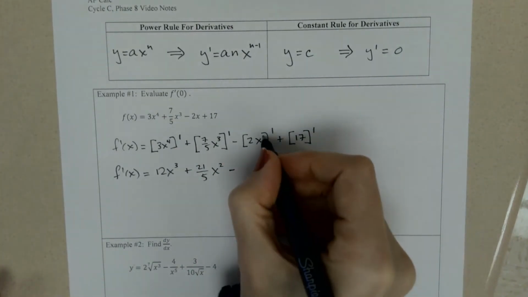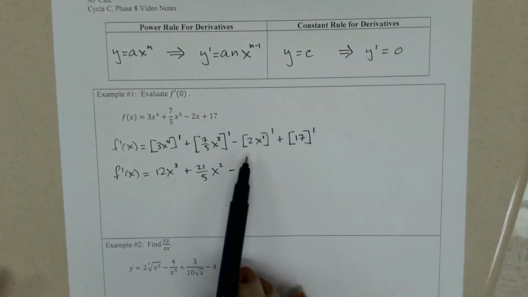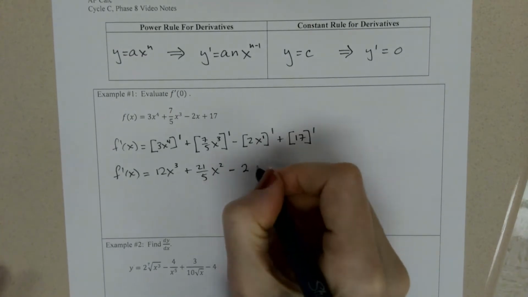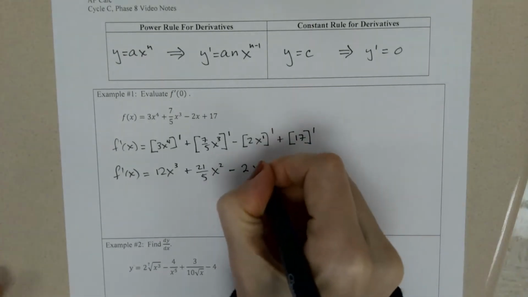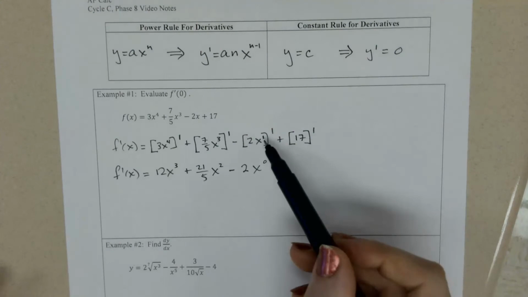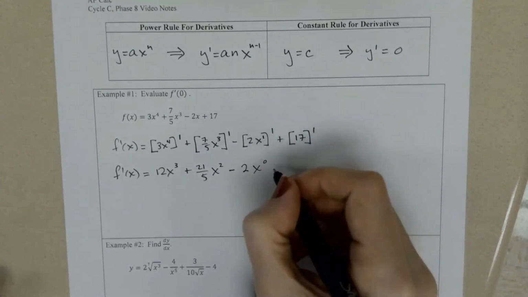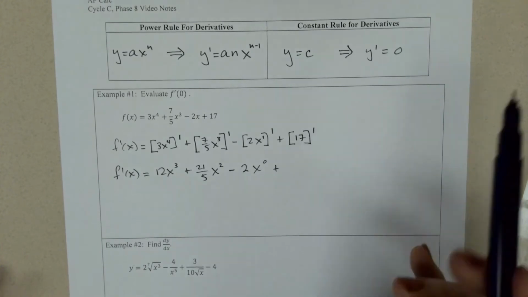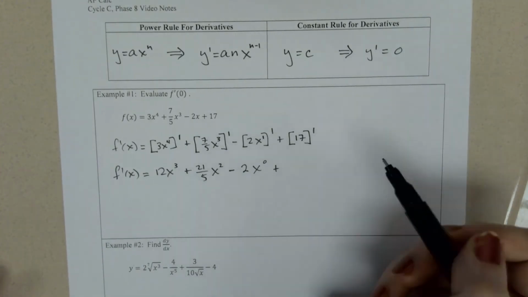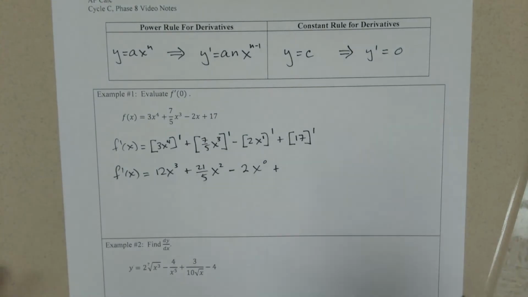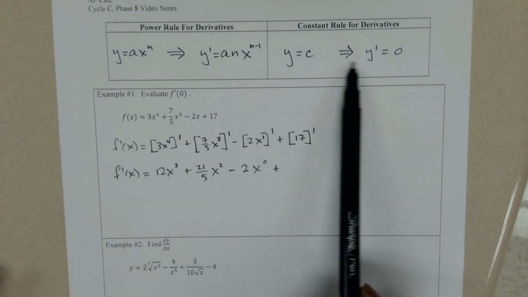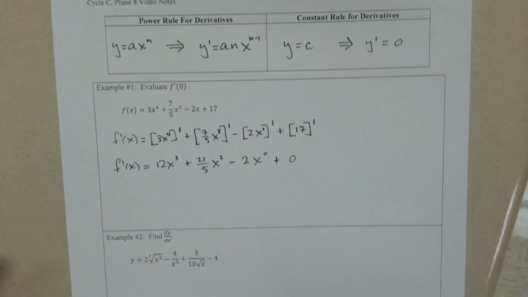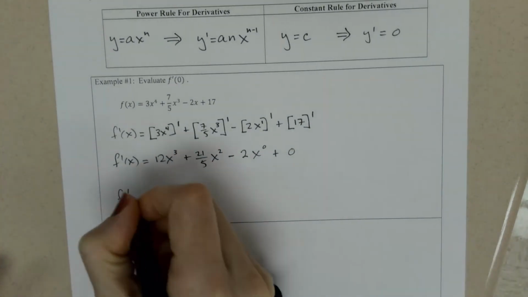You could put a 1 here, ax to the n. I multiply the 2 by the 1, which is 2, and then x to the 0, since 1 minus 1 is 0. Plus the derivative of 17, which is a constant. You could put an x to the 0 in there and use the power rule, but it's more efficient moving forward to just know this. So that's 0. All right, now let me just write it a little bit more nicely.